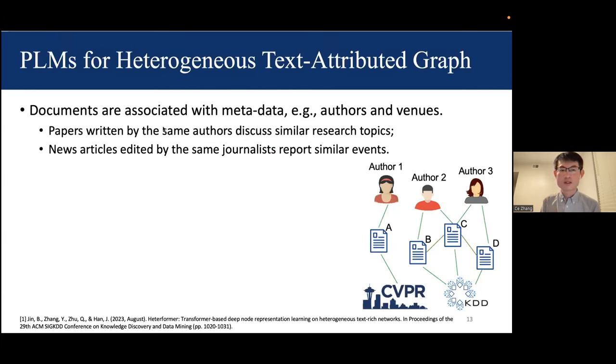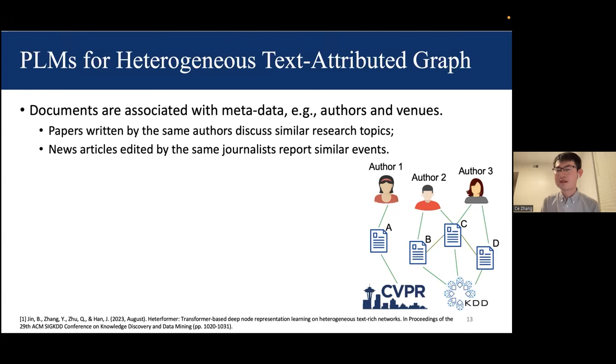So for papers, if some papers are written by the same author, they should discuss similar research topics, right? For example, one researcher should have his own specialized research topic. So most of the papers published by the same author should talk about similar concepts or come from the same research area. Or similarly, if documents are news articles, then we have journalists. And usually one journalist is specialized in writing a certain category of events.